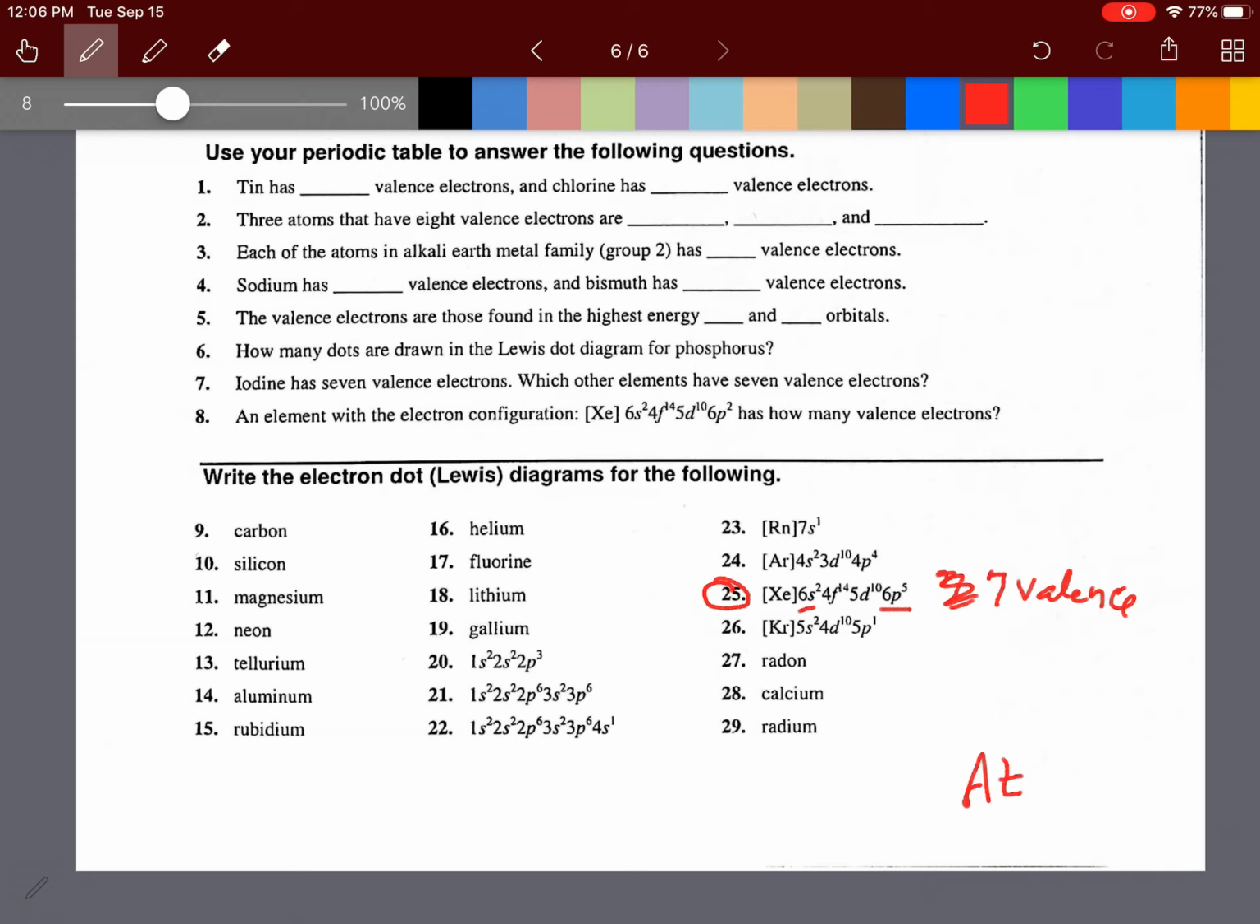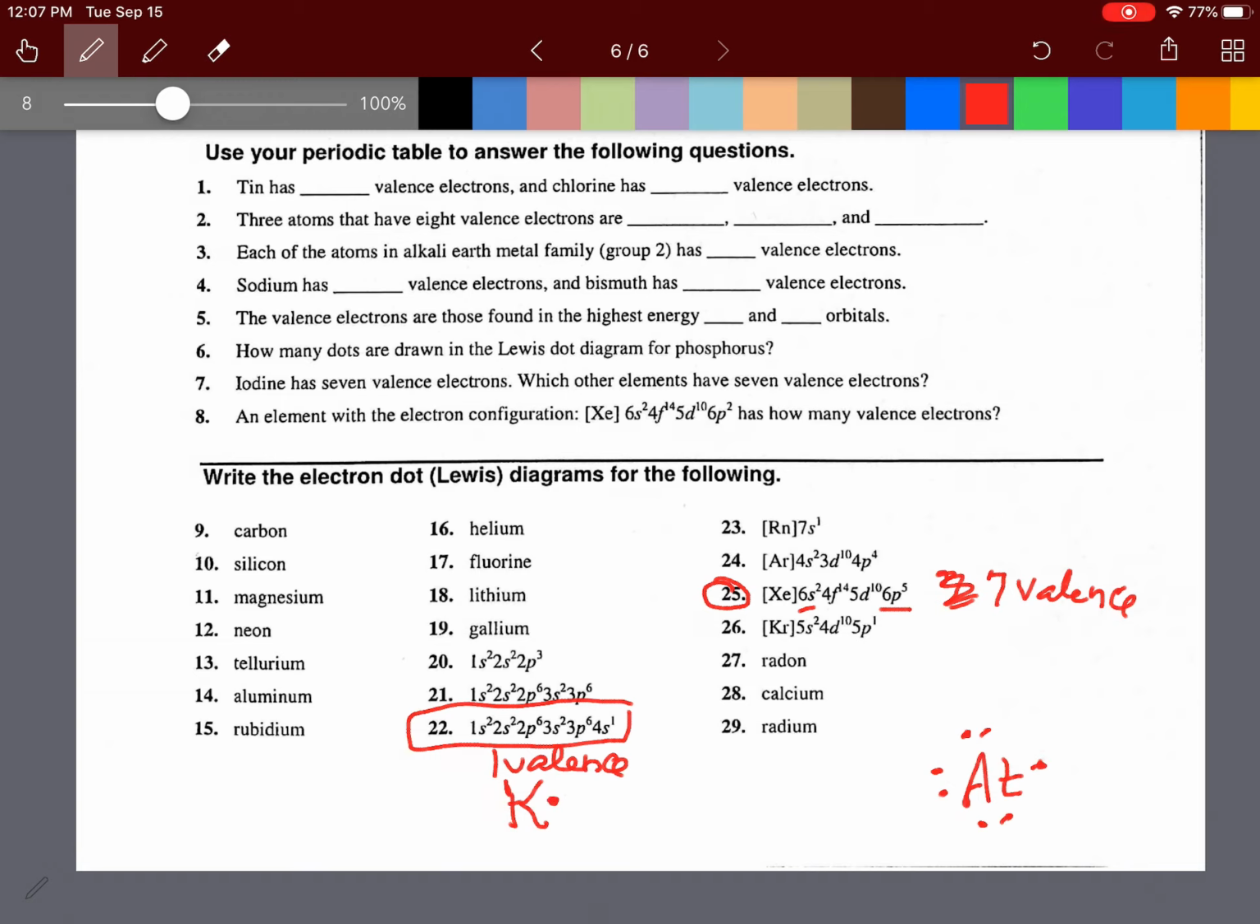So I'm going to do the symbol for astatine, which is At, and then I'm going to do 7 valence electrons. I'll do 1 on each side, so that's 4, and then I'll go back and pair some up, 5, 6, 7. That is my Lewis dot for astatine. Let's do this one, okay? This is 4s1, so this has 1 valence electron, and 4s1 is potassium. So my Lewis dot for potassium is a K with a dot.